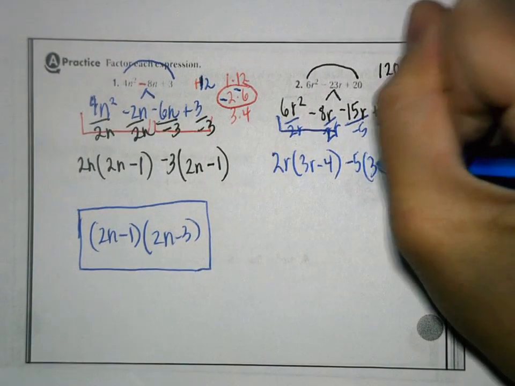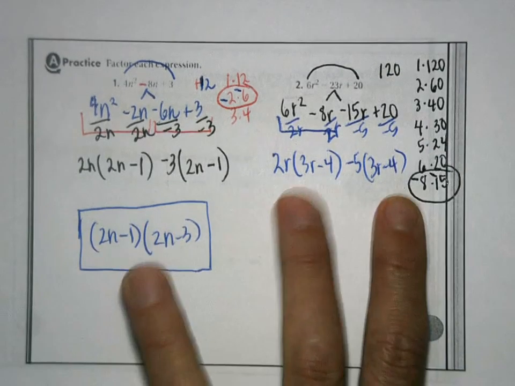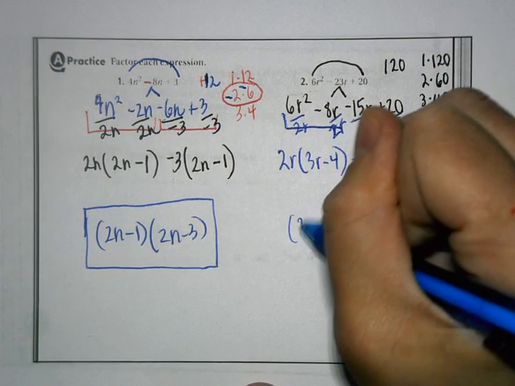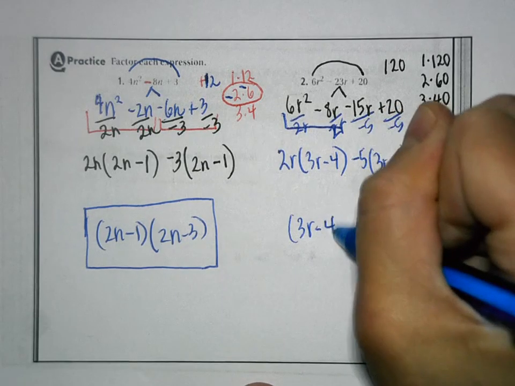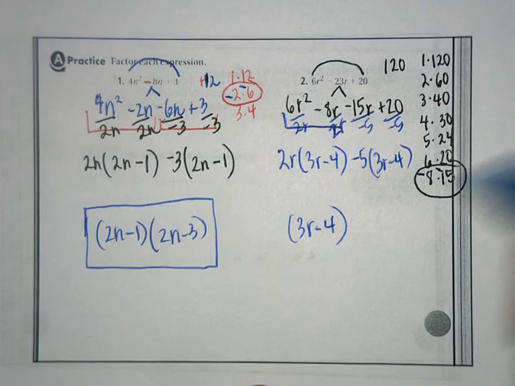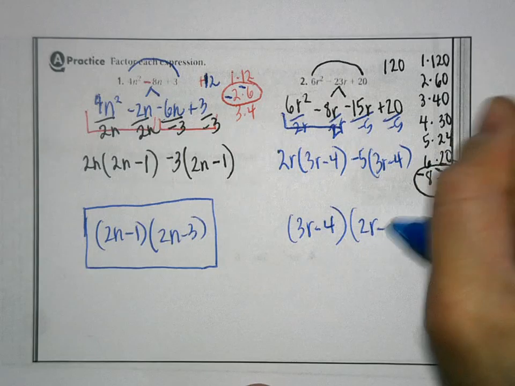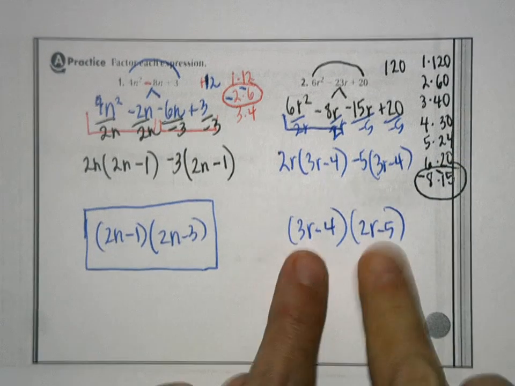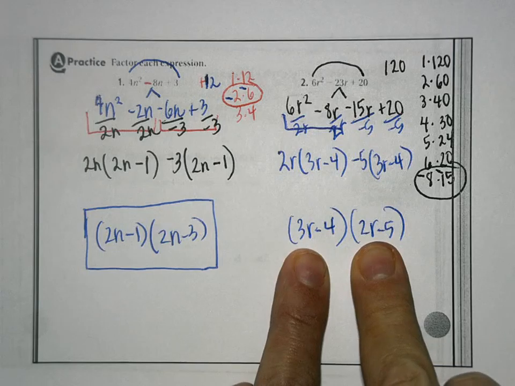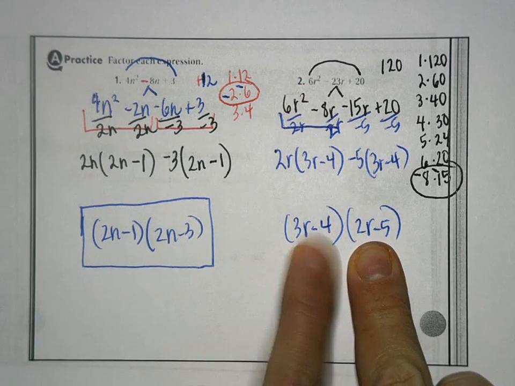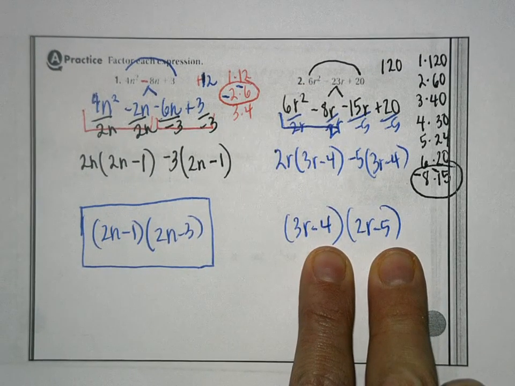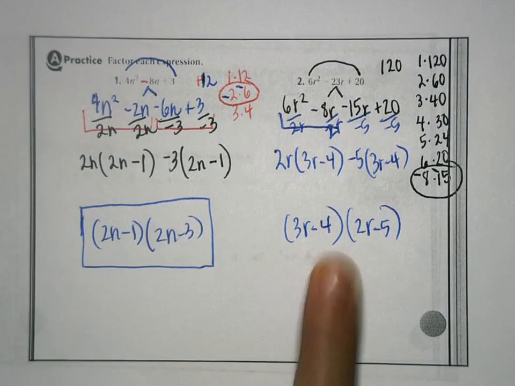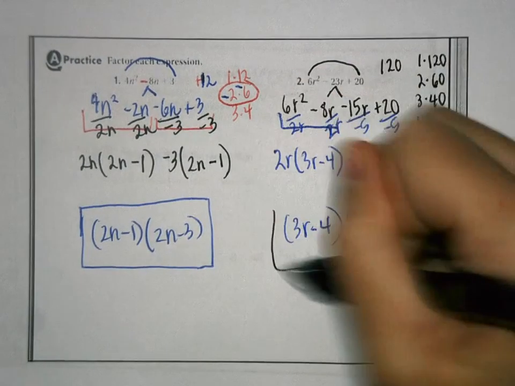Good. Do those parentheses match? Yes. So that means my answer is going to be what? 3r minus 4? Good. Okay, how can I double check that I did it correct? The front two multiply to be your first term, and that works. And the last two, negative 5 times negative 4, should multiply to be your last term, which is positive 20. Questions?